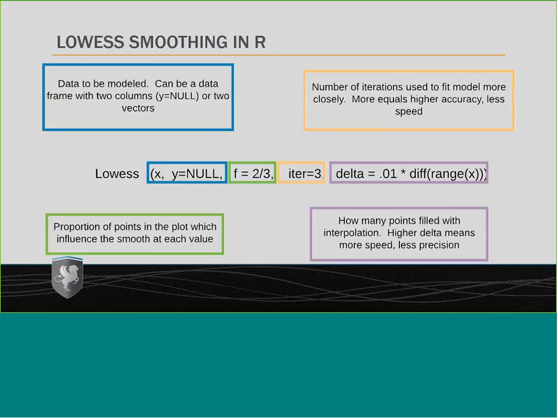So here we see the LOESS function in R. Right here, in the blue box, is where you input your data, and it can either be a 2-column data frame or 2 different vectors. And then in the green box, we have our smoothing parameter, once again from 0 to 1. And the last 2 boxes relate to the trade-off between precision, how deep we go into the fit, and the speed of the model.